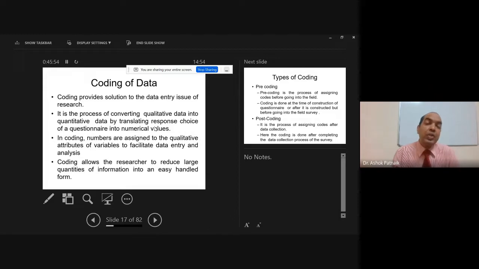So when you put in the numbers, it becomes very easy for you to enter the data. Coding also allows researchers to reduce large quantities of information into an easily handleable form. When you have only a few numbers, it is easy to key in, instead of writing strongly agree, strongly disagree, strongly agree, strongly disagree. Every time you write, it is very difficult. But if you give them a coding like 0, 1, 1, 0, it becomes very easy.